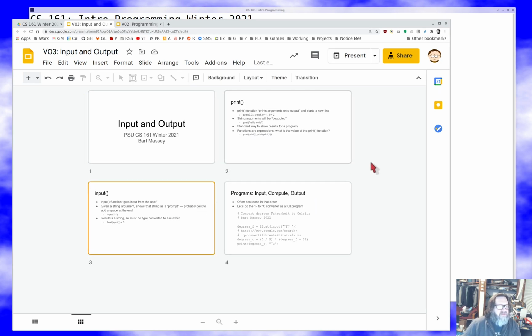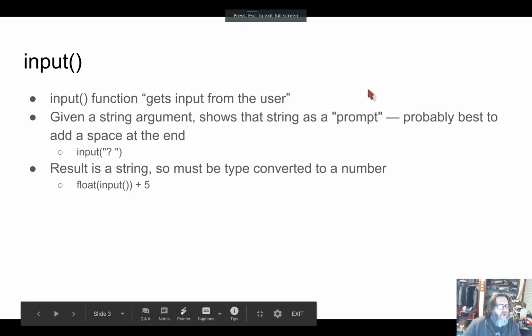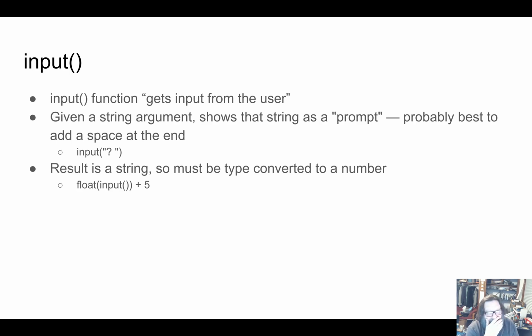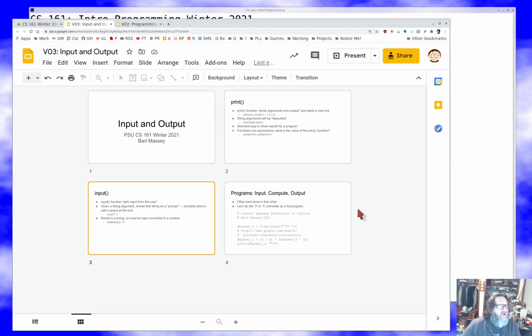Let's talk about input. So what about going the other way? It's not very useful to write programs where you just tell it what to print. That isn't generally a particularly useful kind of program. We'd really like to get input from the user, and for that we have another function called input. It turns out input returns a string, so you have to type convert it to a number, and that works out okay.